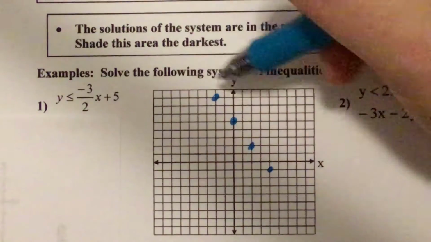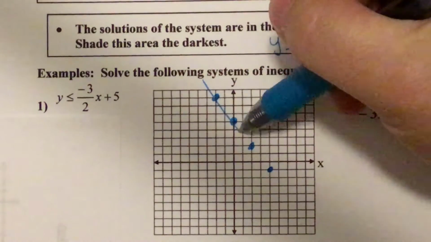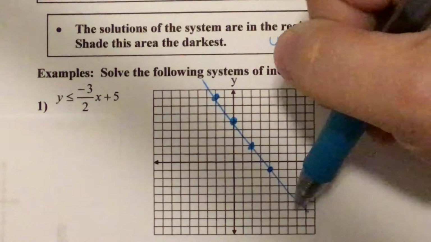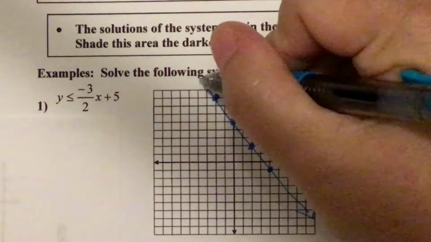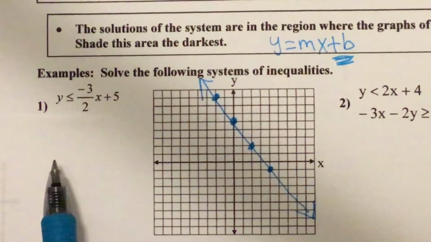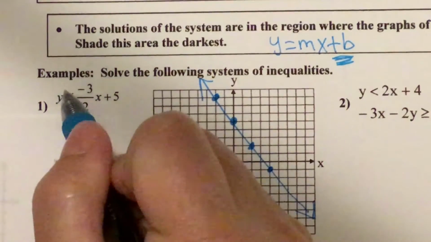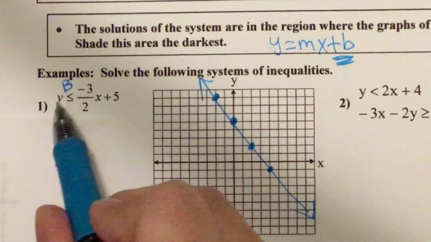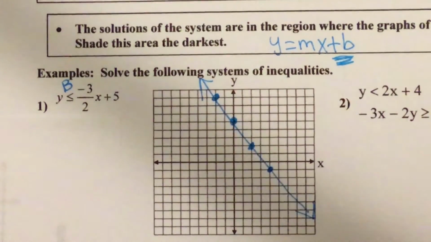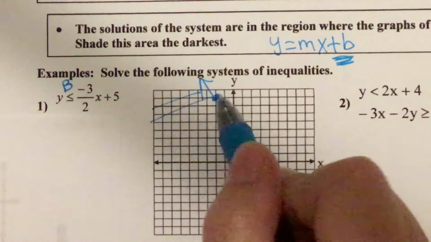Since there's the equals, it's going to be solid. Okay, so we have a solid line. And then, do I shade above or below? When it's y is less than, it's below. So y less than or y less than or equal to, it's below. So I'm going to shade everything below this.